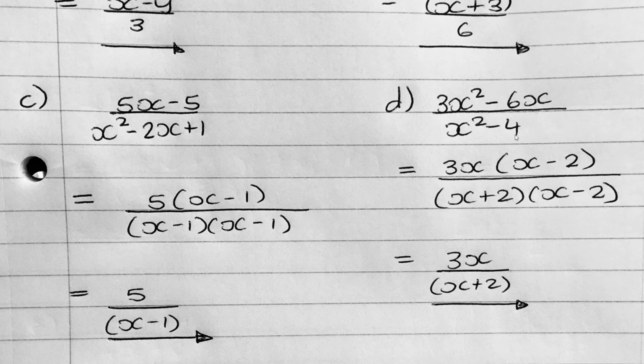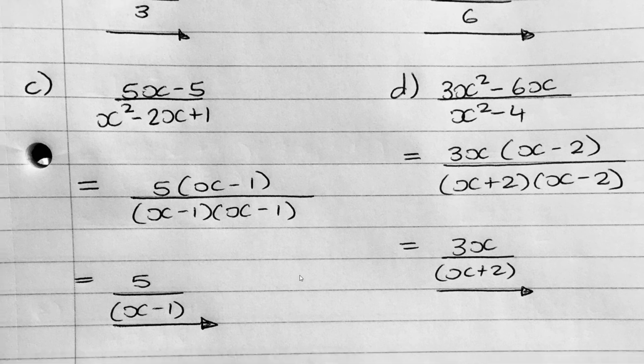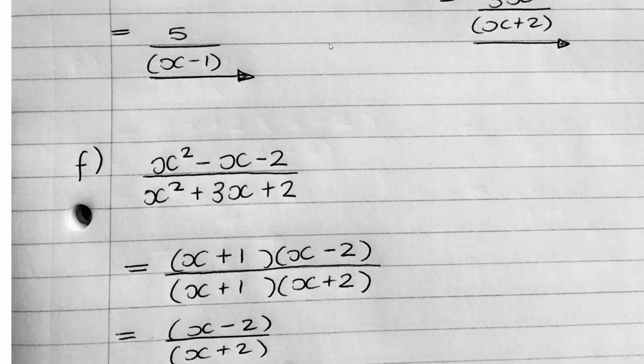Then I've got difference of two squares at the bottom, so I'm going to have the square root and the square root: x plus 2, x minus 2. My x minus 2's cancel, and I'm just left with this. And again, one term at the top, two terms at the bottom, so I can't cancel. And then the last one, because you didn't have to do E, is F.